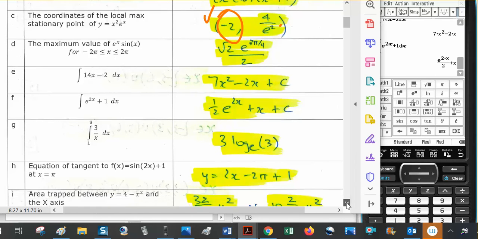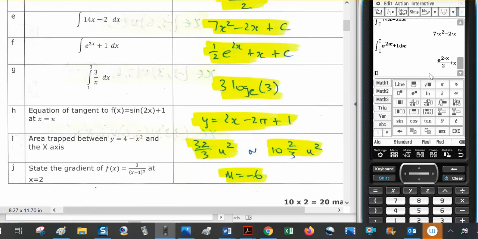In G's case, I want a definite integral, so I've got 3 divided by x. I'm going to select that. I'm going to go from 1 to 3 with respect to x, and 3 log base e of 3 is my answer. I don't need to put square units because I didn't know if that was an area or not.